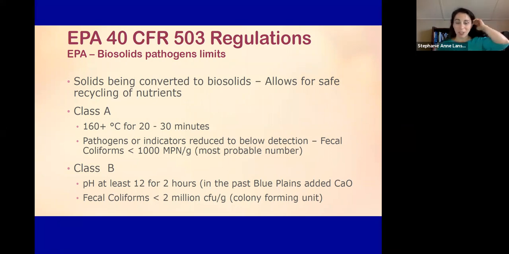If it's class B, then it's a pH of at least 12 for 2 hours. We keep it up there for at least 2 hours at 12 pH, and so we added calcium hydroxide for that. And then the fecal coliform just has to be less than 2 million coliform units per gram. So this is what Blue Plains used to do before they added the digester. It was class B biosolids. Now with the digester, they are class A biosolids.